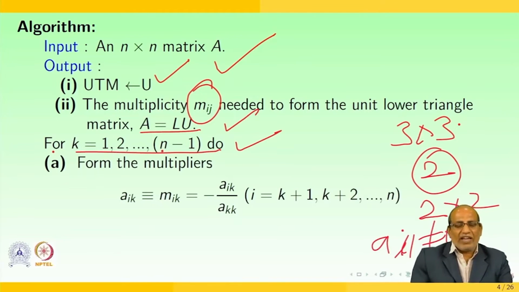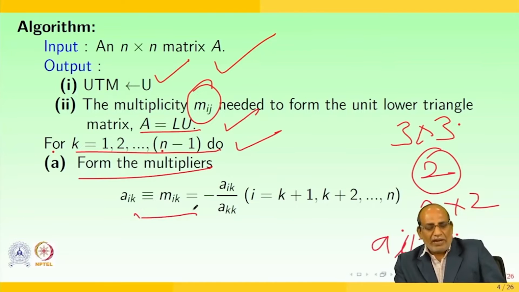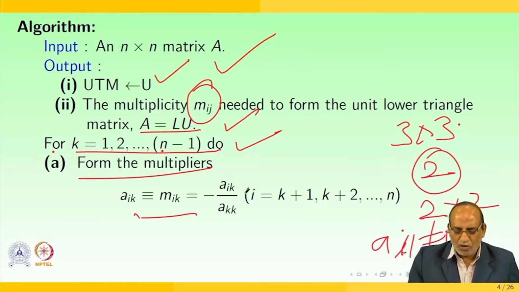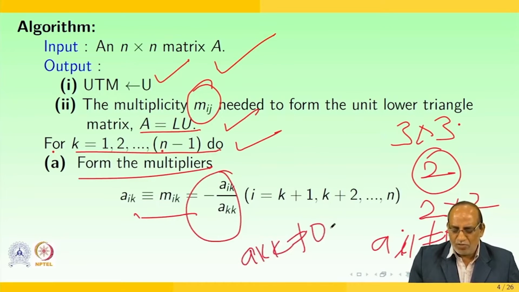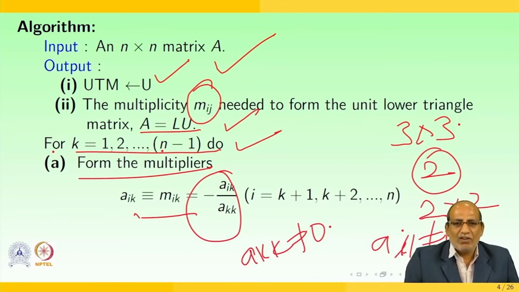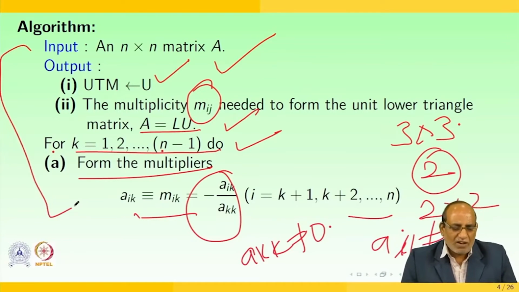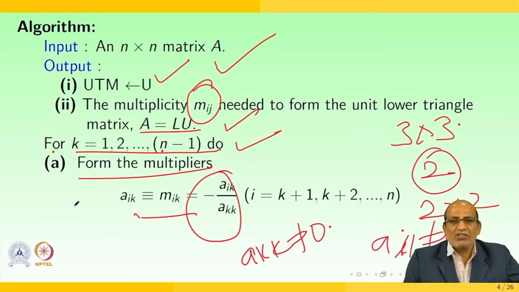That means for all k equal to 1 to n minus 1, these multipliers Mik are written as minus Aik times 1 over Akk, where Akk is assumed to be nonzero. Therefore we can form the multipliers Mik equal to minus Aik upon Akk, for i equal to k plus 1, k plus 2, etc. up to n. So this is what is called the simple algorithm for the computation of the upper triangular matrix.